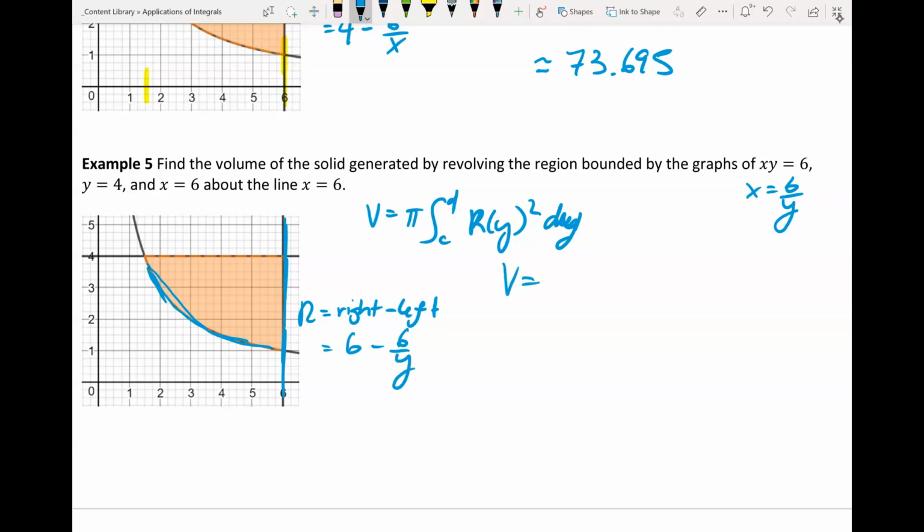Now we're going to go ahead and plug into our volume formula. Because we are integrating with respect to y, we're going to look for the bottom y value to the top y value. So our most bottom y value is 1. Our most top y value is 4. I'm going to put in the r that we found and then integrate. So this will be about 110.543 as our final answer.